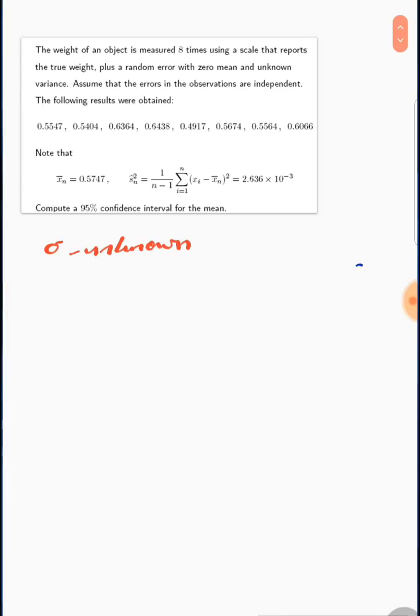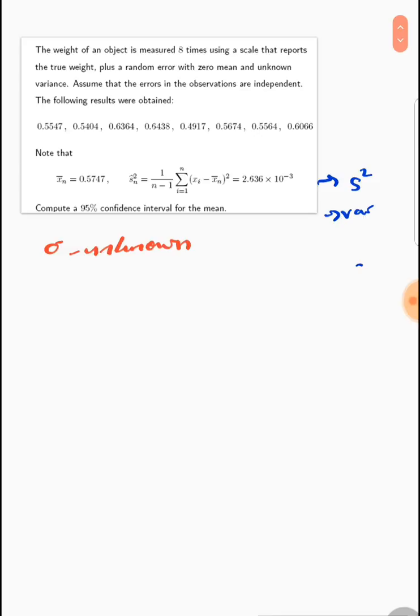So you have 8 data points, and what they give you is that x bar is 0.5747, and you can see s squared is given by 2.636 times 10 to the power of negative 3. This is my s squared, which is my variance, and to get s you just take the square root of it. What do they want us to get? They want us to get the 95% confidence interval for the mean.